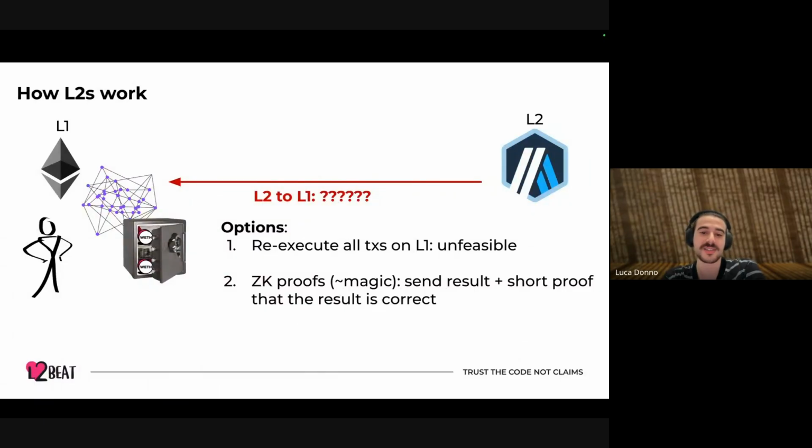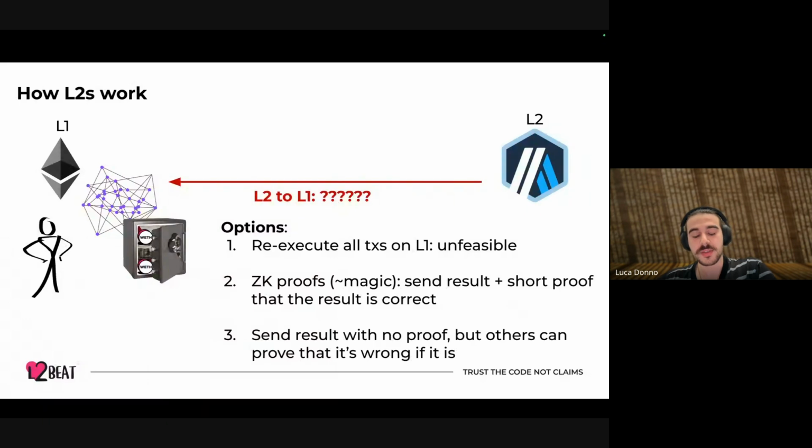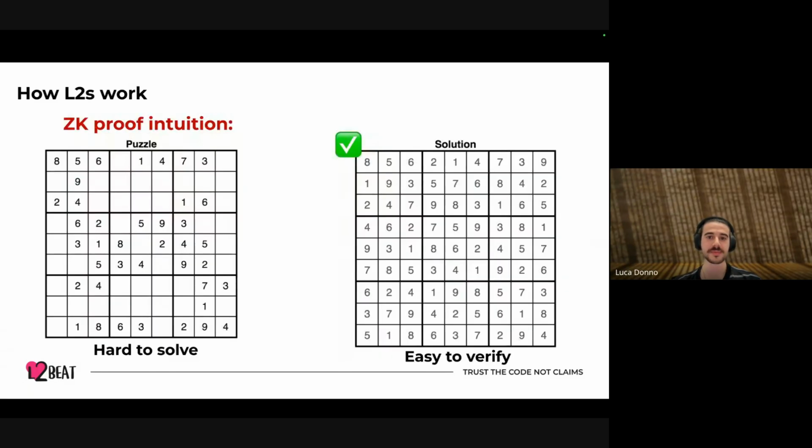The message is that there's this new cryptographic primitive, called the ZK proof, that is very similar to magic, in my opinion. It's incredible that this thing exists. I will try to give you an intuition in the next slide, but it's a super interesting topic, one of the reasons I started working in blockchain in the first place. The third option is to send a result without any proof that this result is correct, but you design some mechanism so that if this result is wrong, it's easy to prove that it is wrong.